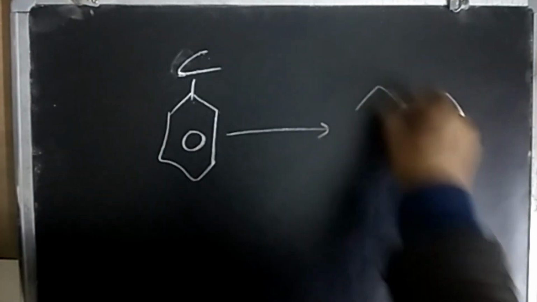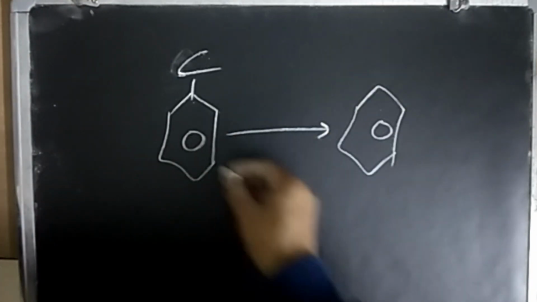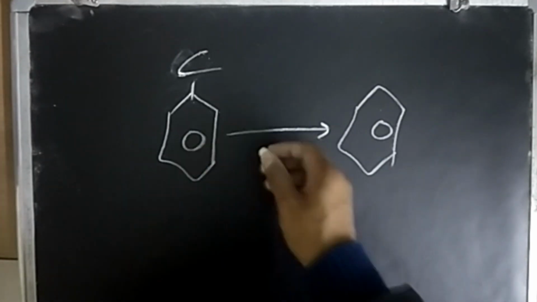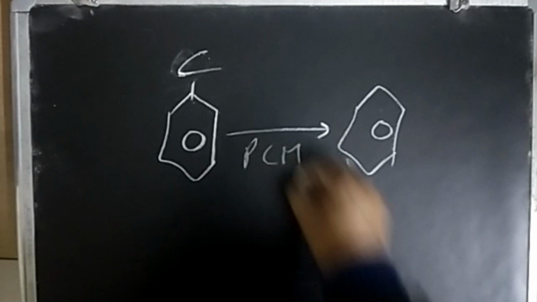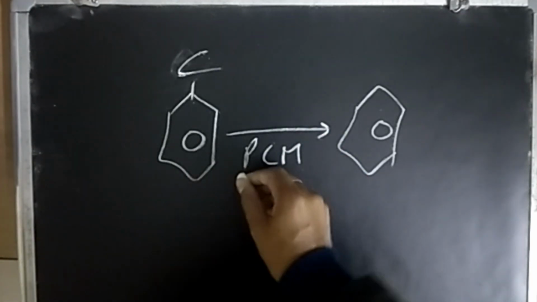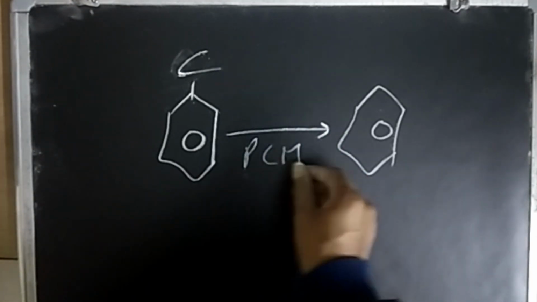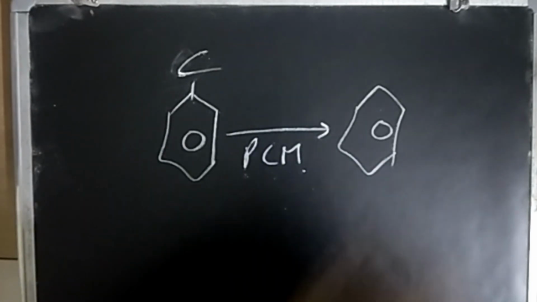Now let's see how to produce benzene. To produce benzene, we have this. What is this? Toluene. Toluene to benzene is very simple. Just remove this C. How to remove this C? With the help of PCM. This is not physics chemistry maths. This is platinum, chromium, and molybdenum. This is the catalyst. To make benzene you need to learn PCM. One way to remember that.